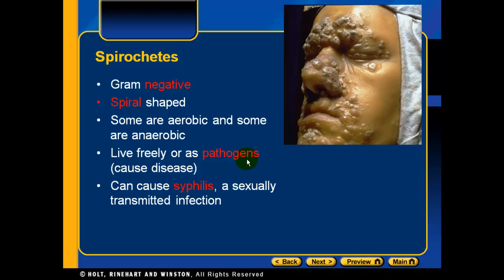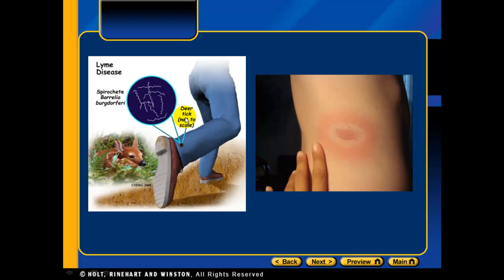The picture there is showing what can happen if you have syphilis. Syphilis is a bacterial spirochete that is transmitted sexually. Also, spirochetes can cause Lyme disease. If you know anything about Lyme disease, you know it's from a deer tick. And there's this picture of them. They're spiral bacteria. You get bit by them and it causes this type of rash.